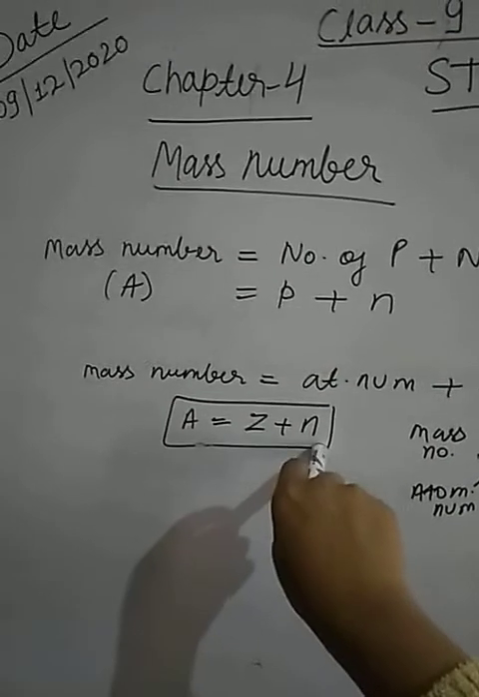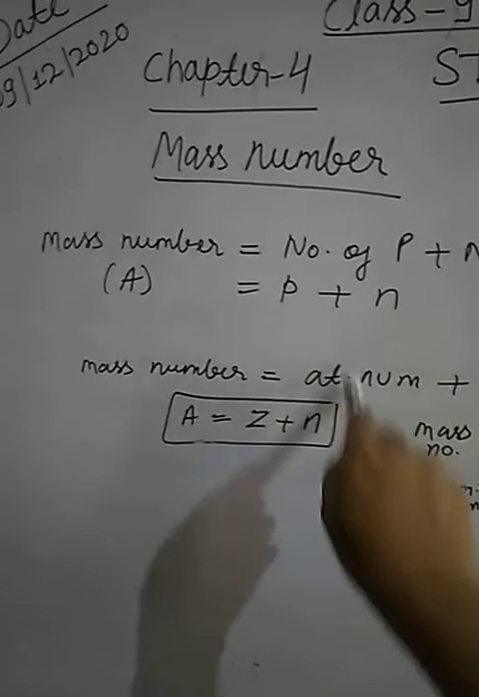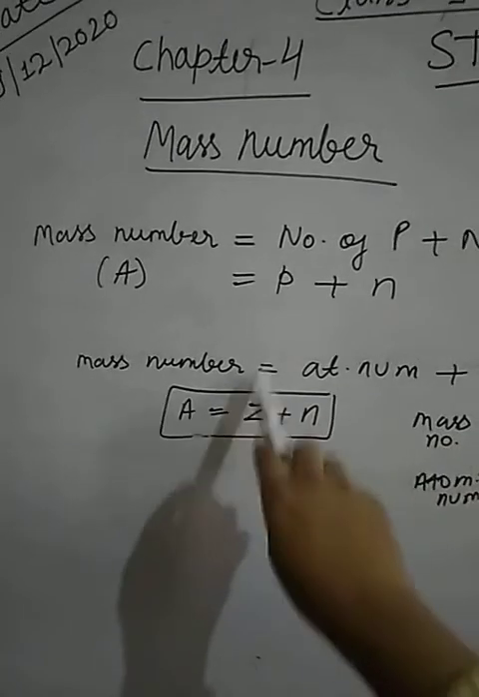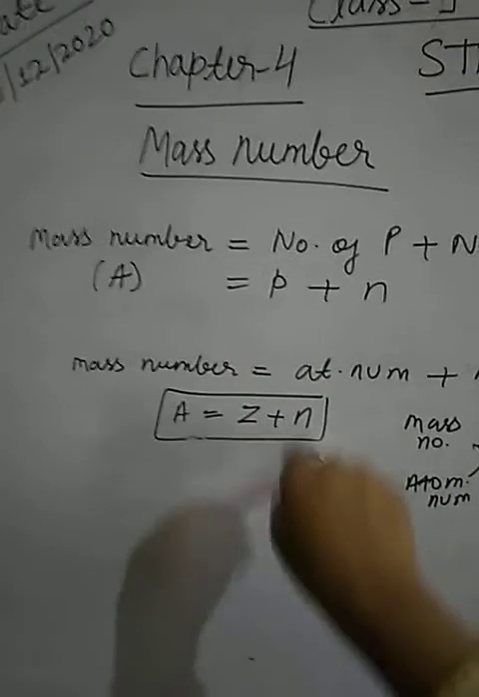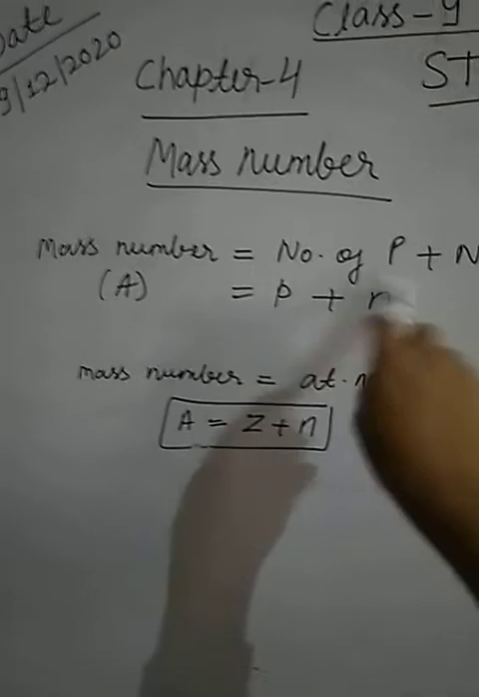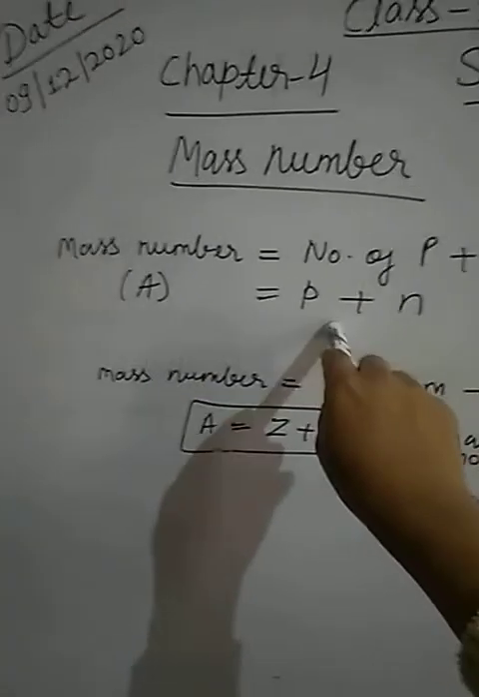So you can represent the mass number in terms of atomic number as A is equal to Z plus N, and in terms of protons and neutrons you can represent it as A is equal to P plus N.